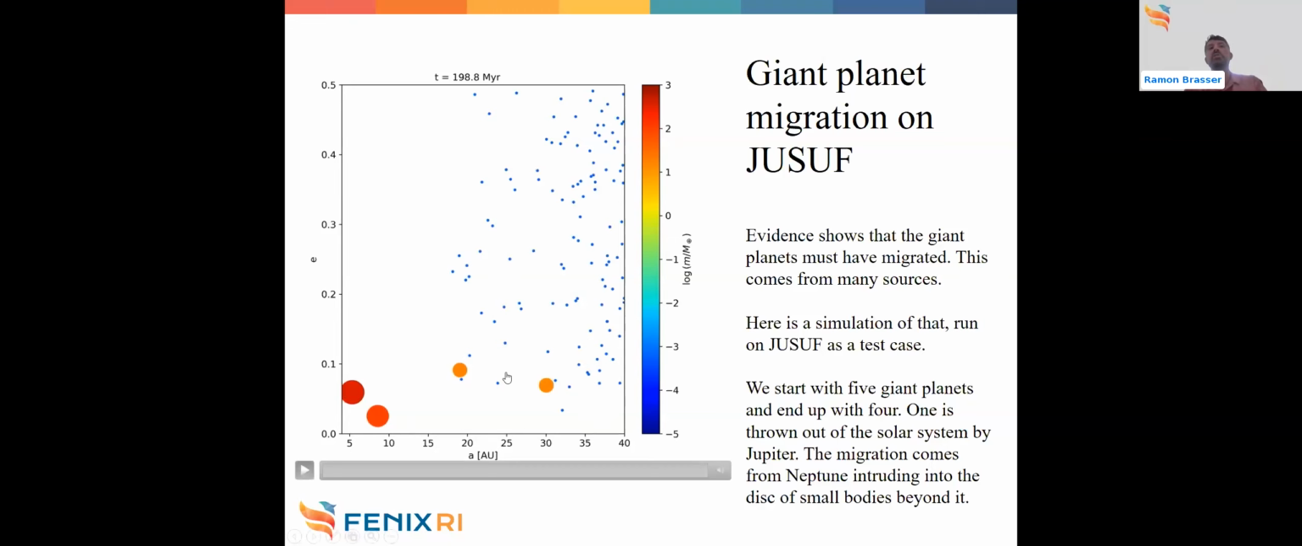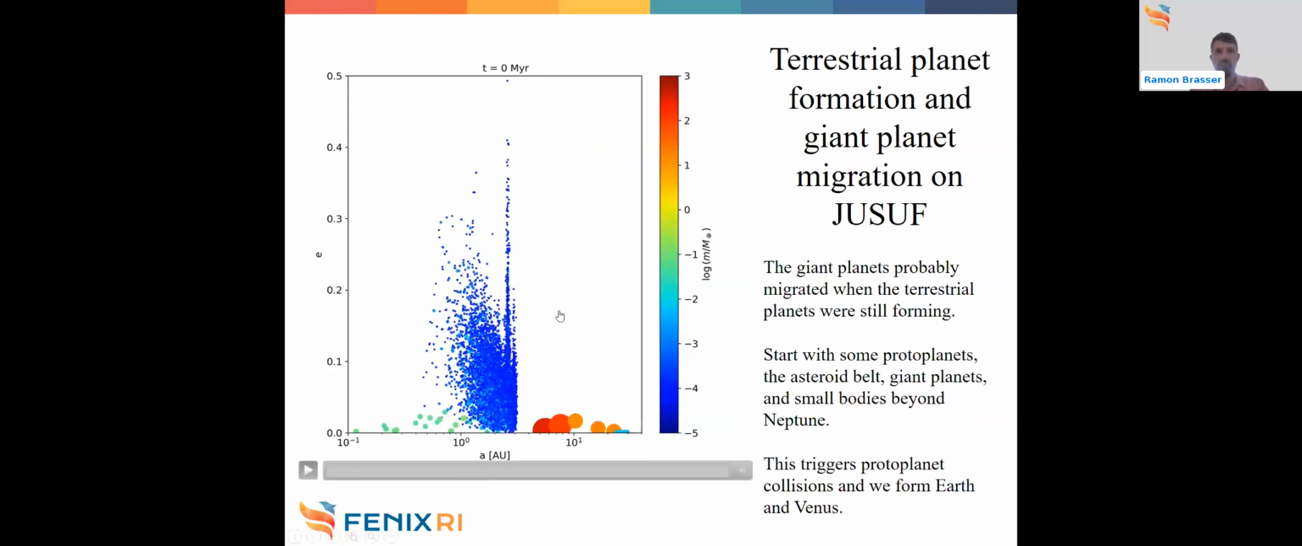And again, because the system is chaotic, no simulation's outcome is the same as the other. We need to run many of these for statistical analysis. The probability of getting a good solar system analog is about 5 to 10%. So we need to run 20 to 50 to 100 simulations at least. And with 7 days each, that is not too much time on JUSUF. This is an ongoing project, which is pushing the science further.